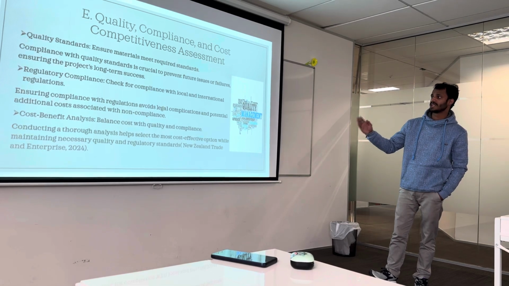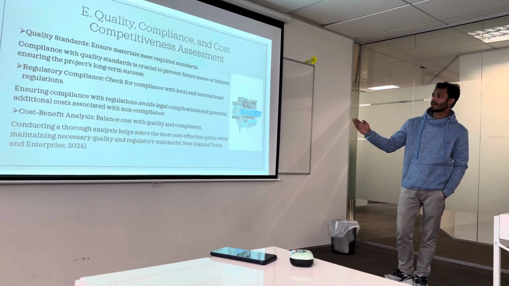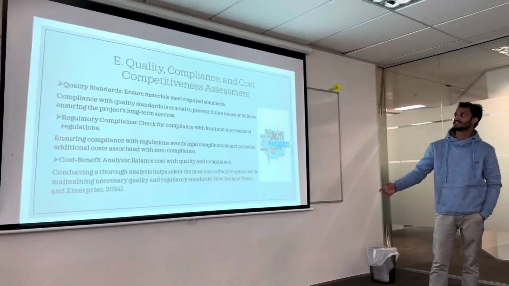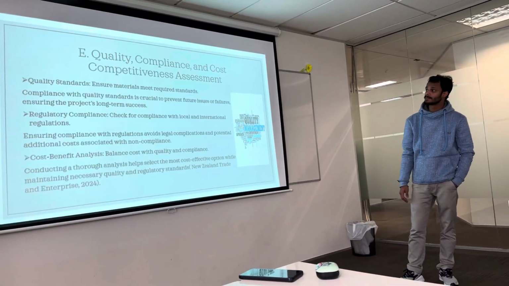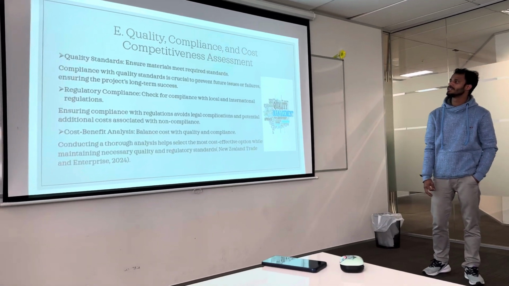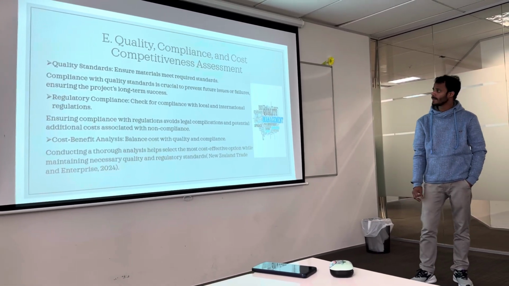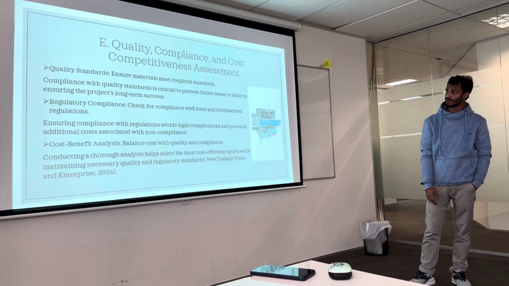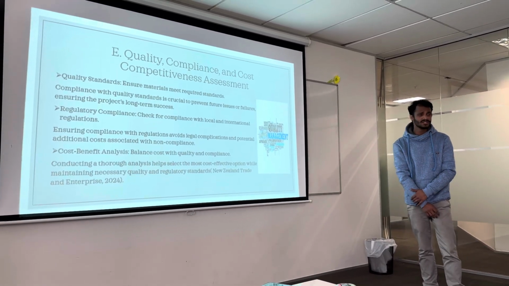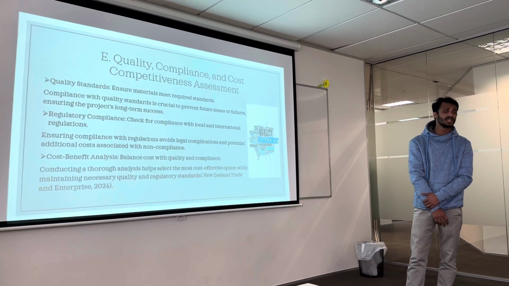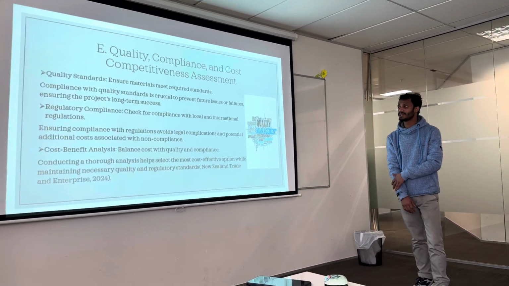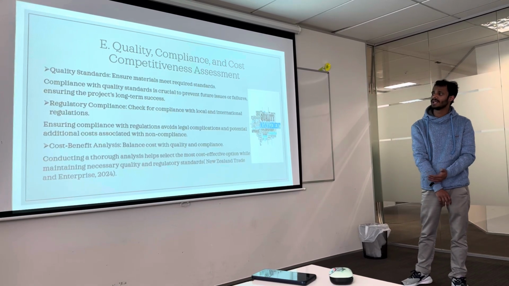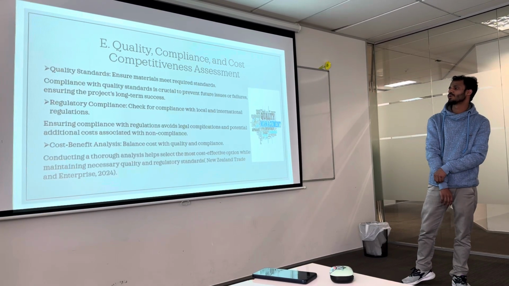First one, quality standards, regulatory compliance, cost-benefit analysis. Quality compliance: quality standards ensure the materials meet standards. Compliance with regulatory standards is crucial to prevent future issues or failure, ensuring the project's long-term success. Regulatory compliance: check for compliance with local and international regulations. Ensuring compliance with regulations avoids legal complications and potential additional costs associated with non-compliance.